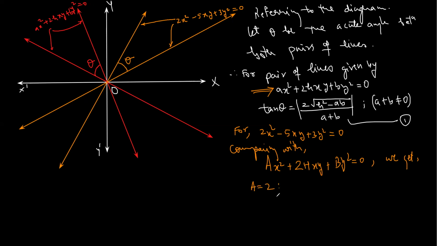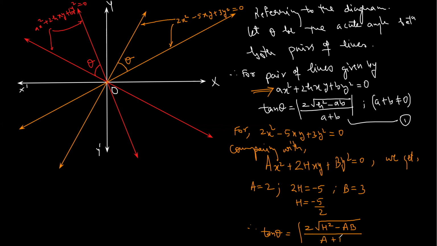A is 2. 2H is minus 5. Then you will get here 2H is minus 5. So H is minus 5 by 2. Okay. And B is 3. You will write, therefore, tan of theta is, for this pair of lines, 2 root of H square minus AB upon A plus B. Okay, where A plus B is not 0.